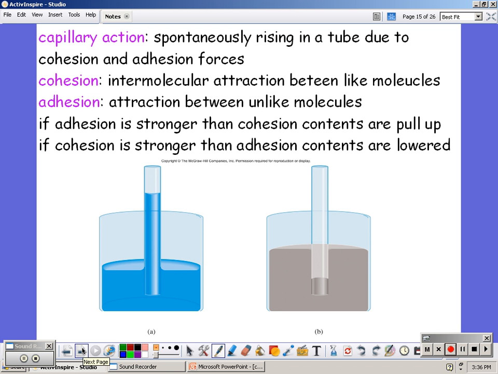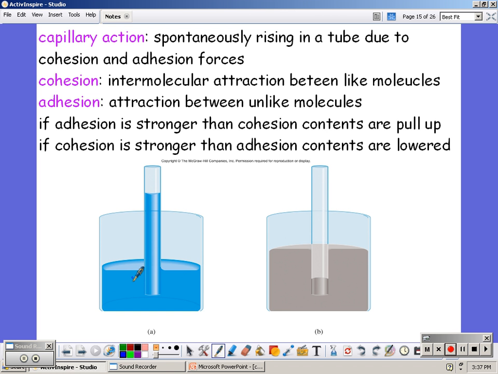Capillary action is related to surface tension. It's the spontaneous rising of a liquid in a tube due to the cohesive and adhesive forces. Cohesive is the intermolecular attraction between like molecules. So if we think about water in a tube in picture A, cohesive is the attraction between the water molecules. Adhesive is the attraction between unlike molecules, the attraction between the liquid and the tube.